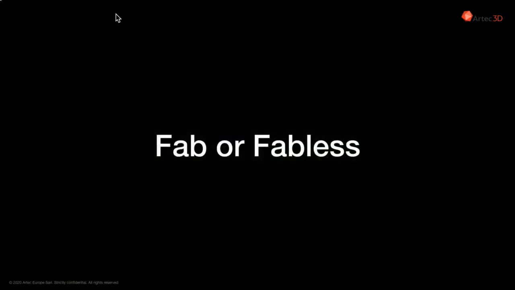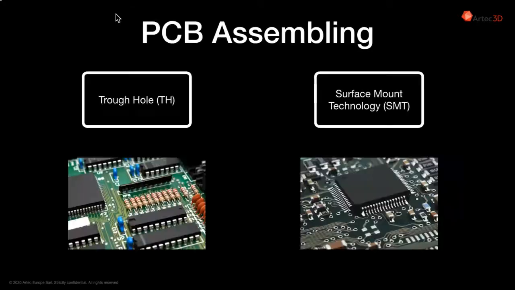So, fab or fabless? That's the question. To have a chance to judge, let's go through the PCB assembly process and take a look at how it works, how it looks. In the PCB assembling process, there are 2 main branches: through hole, it's old-fashioned style, and surface mount technology.